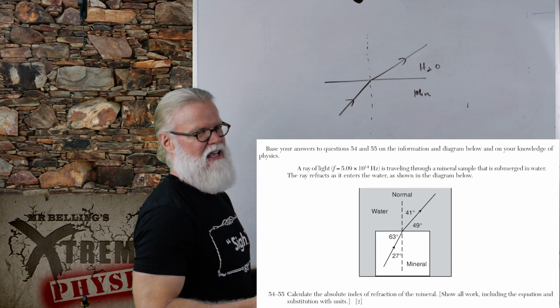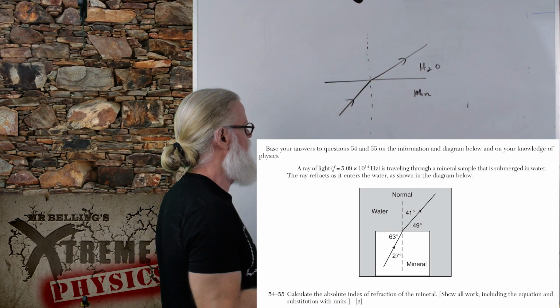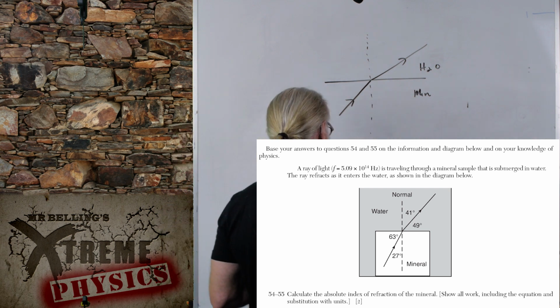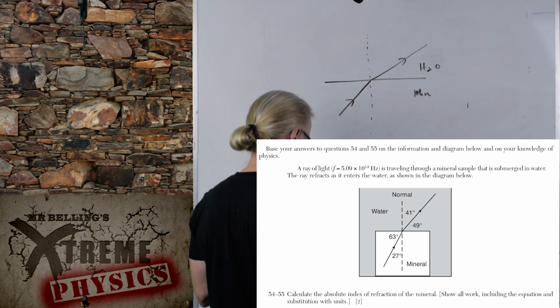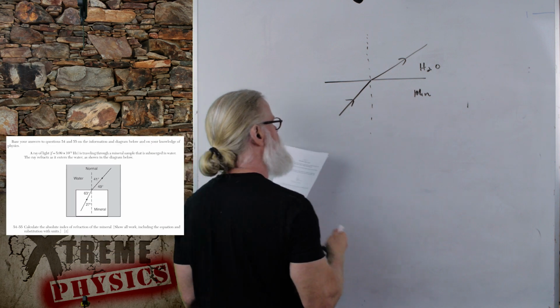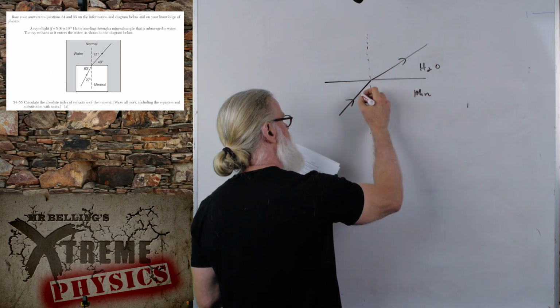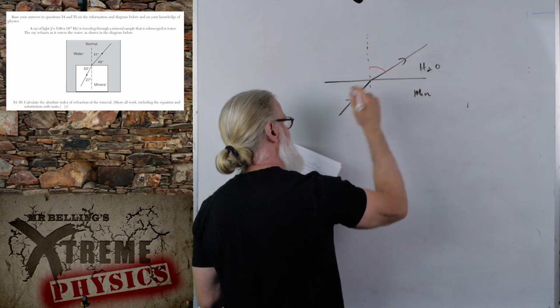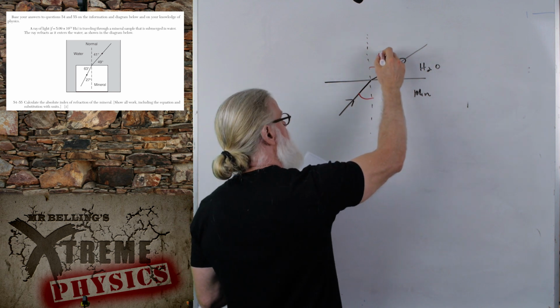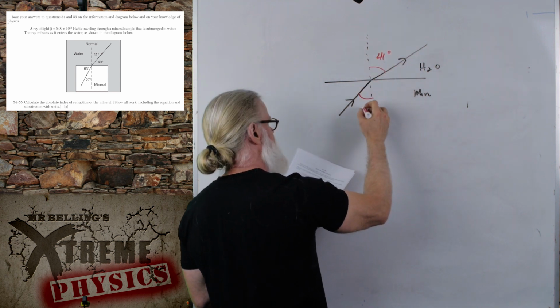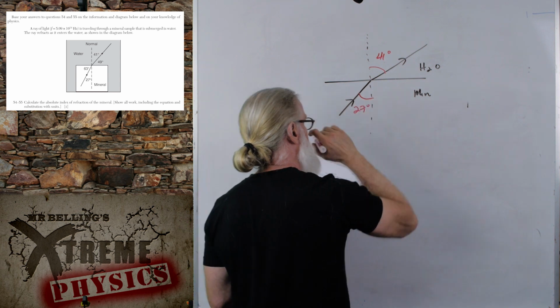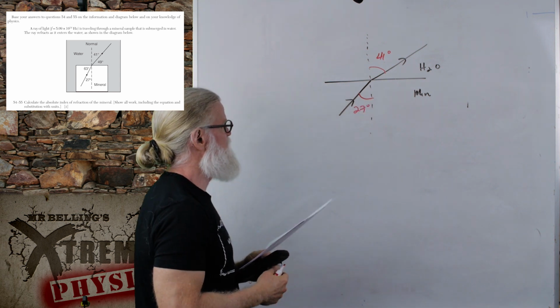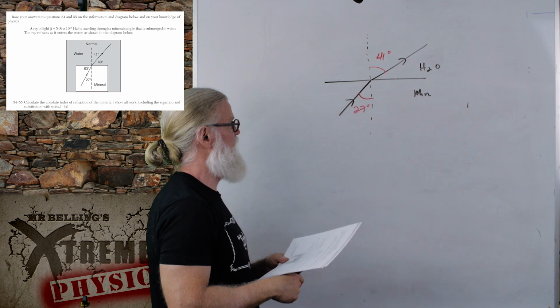All right, they gave us a lot of superfluous angles. We always measure angles relative to the normal. Some of you, for some reason, find that difficult. We only care about this angle and that angle, 41 degrees. We measure relative to the normal only. All right, so there we go. We got it going like this.